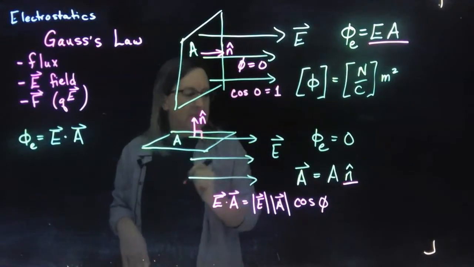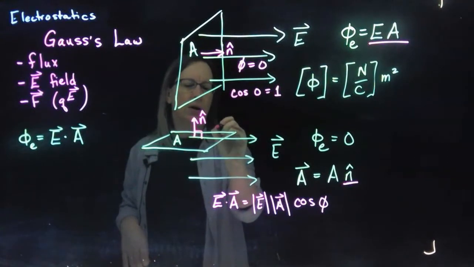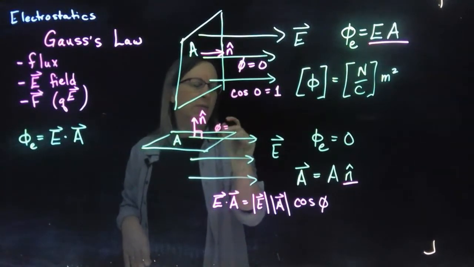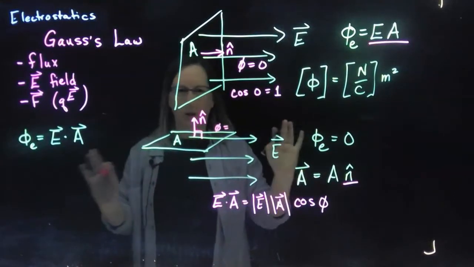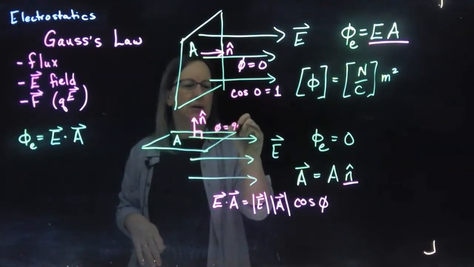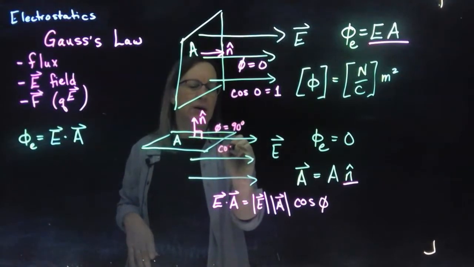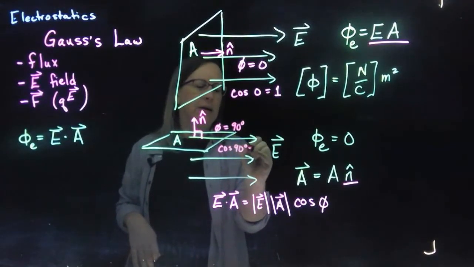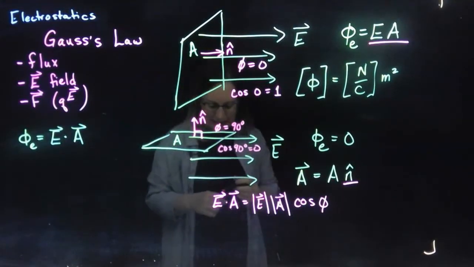This is 90 degrees. So this is an angle between them. Notice this angle between them is different than what I'm calling the flux. I know we've got Greek letters flying around everywhere. That's 90 degrees. Cosine of 90 is equal to 0. So in fact, this dot product is going to capture these things.